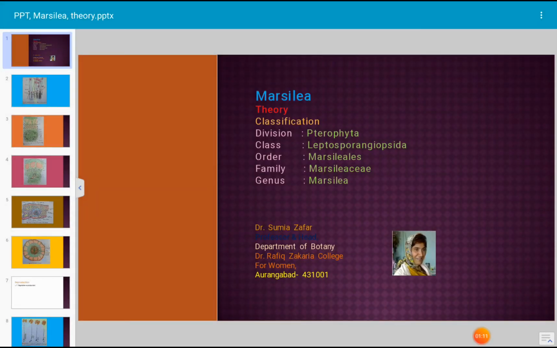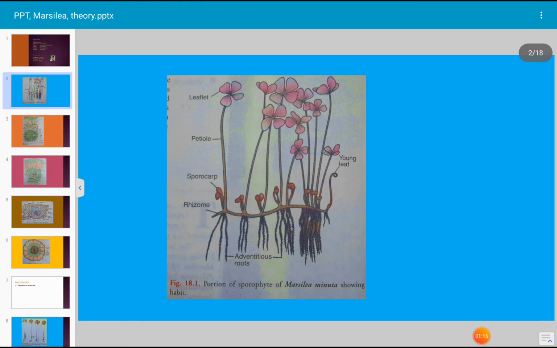The sori are gradate. Sori are groups of sporangia. That is, the oldest sori are found at the terminal end of the receptacle and the youngest at the base. Let us see the details of only Marsilea.